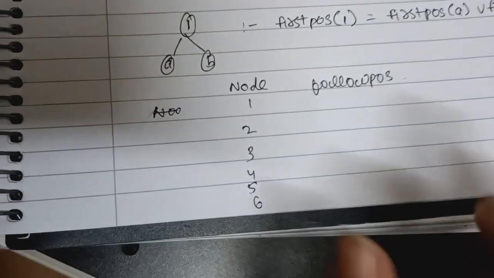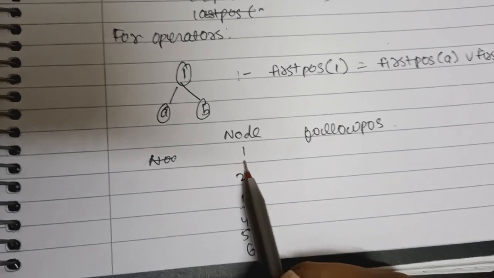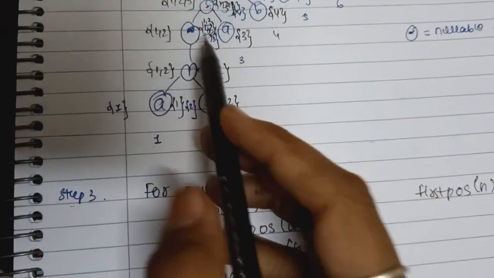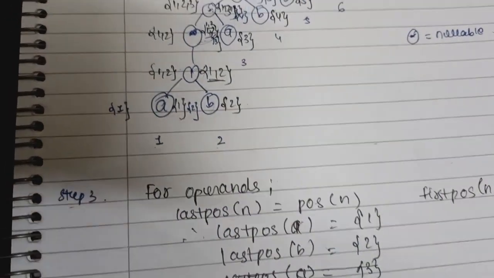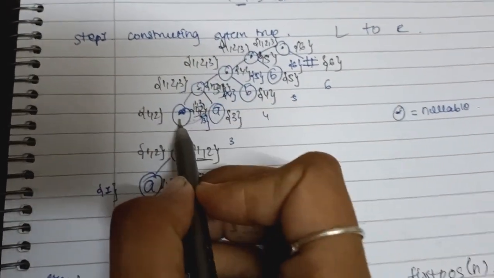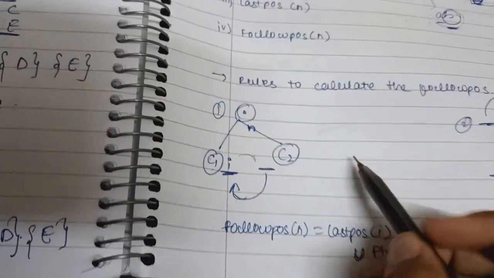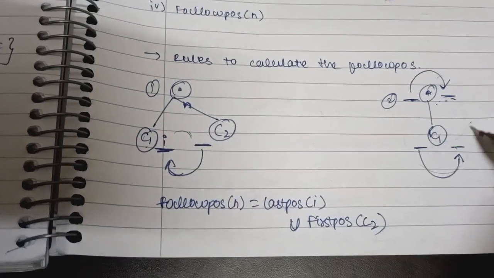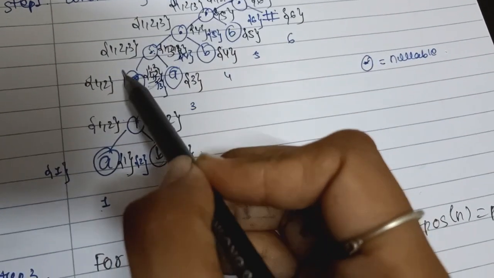See, the table of follow positions is very important because we will use them in the transition functions in the last step. Now, calculating the follow position for node 1. We calculated the follow position for concatenation and dot operators, right? First we'll start with the star operator. For the star operator, we have already discussed the directions. Our follow position was the union of first position and last position. We'll follow the same thing.